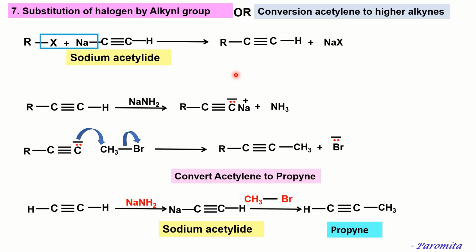Now we will study the substitution of halogen by alkynyl group, or conversion of acetylene to higher alkynes. Let us start with sodium acetylide plus alkyl halide. See here, suppose instead of sodium, if you have H here, then it will be acetylene. So 1 H of acetylene, when replaced by sodium, we call the compound sodium acetylide. Now sodium acetylide plus alkyl halide will give you a higher alkyne.